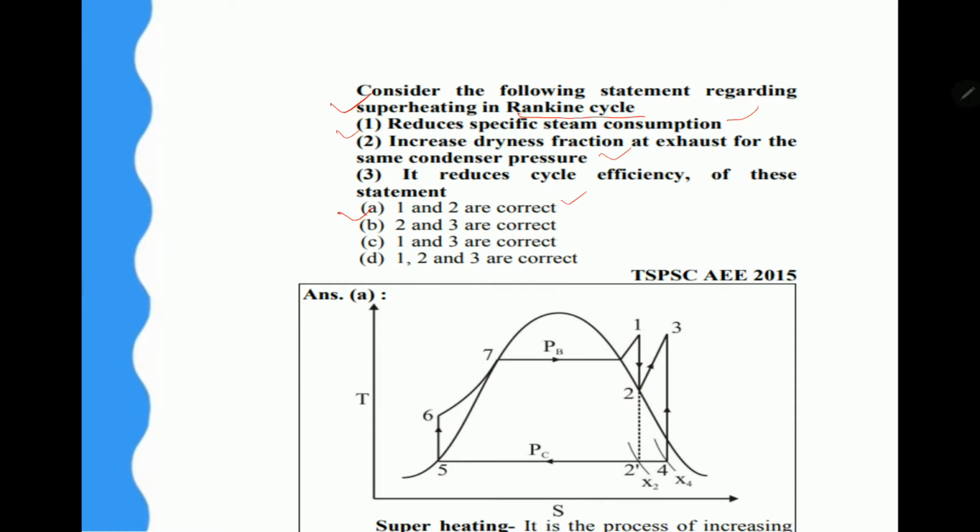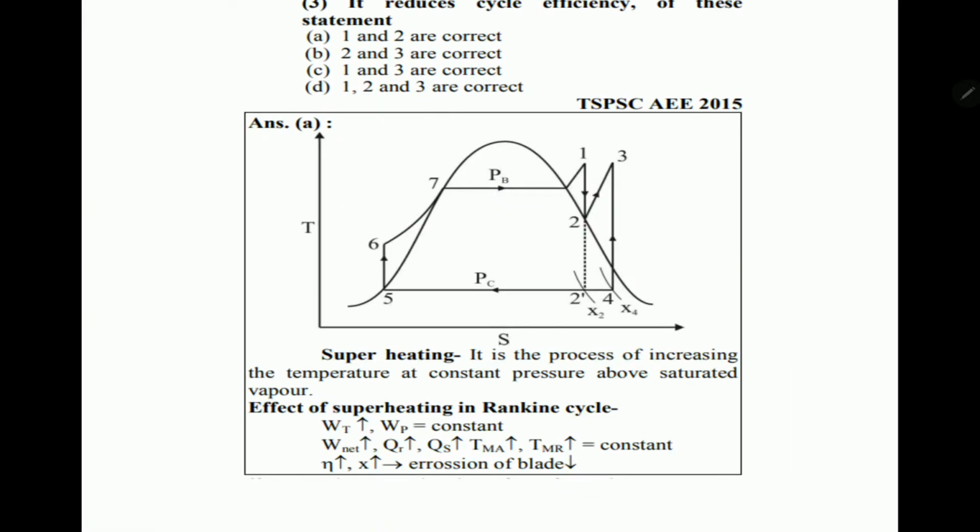Well, here we can see the TS diagram of a Rankine cycle. Superheating means the process of increasing the temperature at constant pressure above saturated vapor. The effect of superheating in the Rankine cycle is that efficiency will increase, dryness fraction will increase, and erosion of blade will decrease, and total net work done will also increase, and heat rejection and heat supply both will increase.